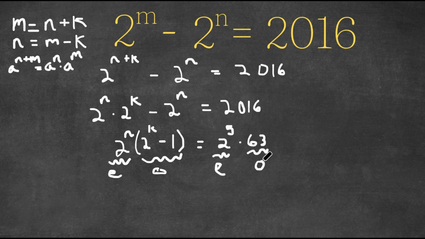Now I'm going to set the evens equal to each other. So 2 to the power of n equals 2 to the power of 5. And because these two have the same bases, we know that the exponents are equal to each other, meaning n is equal to 5.